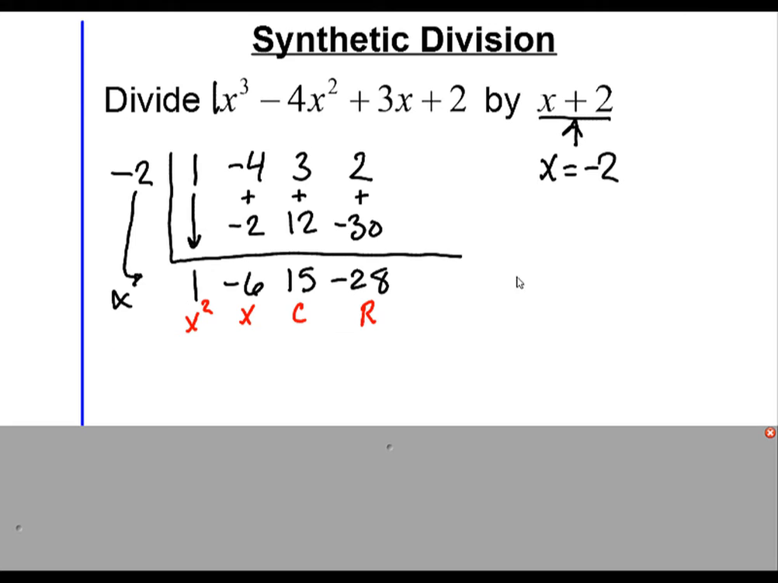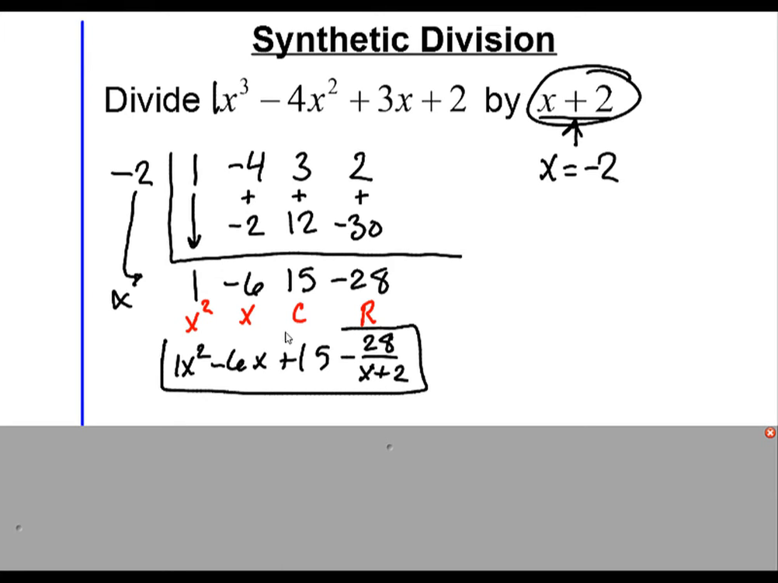So now it's time to write out our answer. So our answer would be a 1x squared minus a 6x plus a 15, and then we have a remainder. Remember, remainders are actually fractions, just like we had in our long division. So what were we dividing by? We were dividing by x plus 2. So it's 28 over x plus 2.